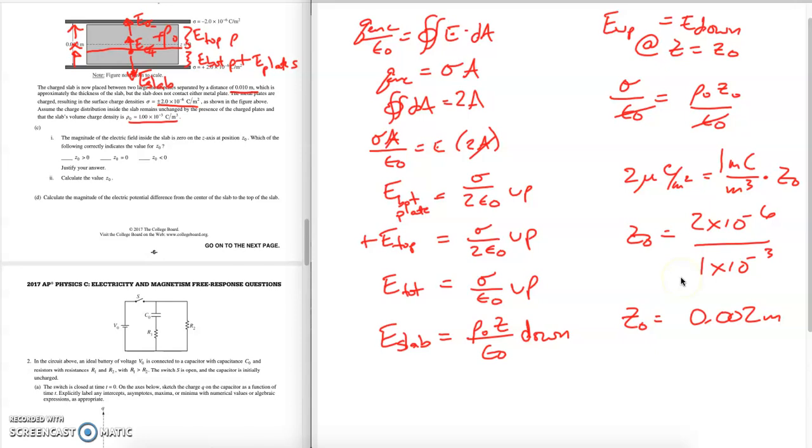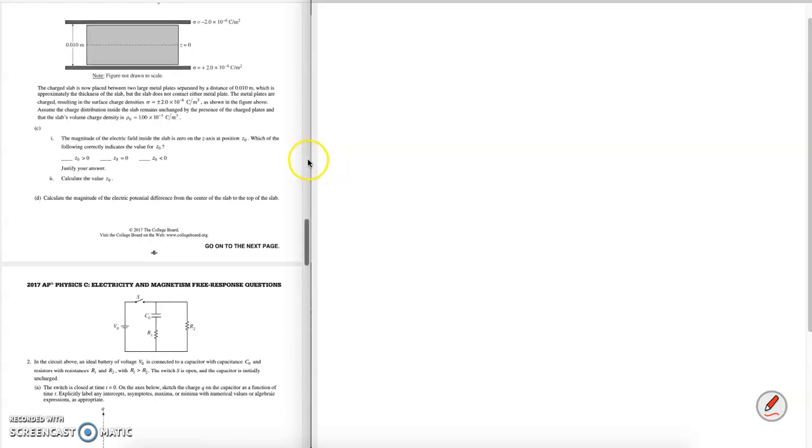All right, we've got one more part to this problem, and then we're coming up on 15 minutes, so I need to clear out again. Calculating the electric potential difference from the center of the slab to the top of the slab. So we're going to go from z is 0 to z equals 0.005 meters, half of the 0.01. All right, change in V equals minus the integral of E dot dr, and we're going to go from 0 to 0.005.